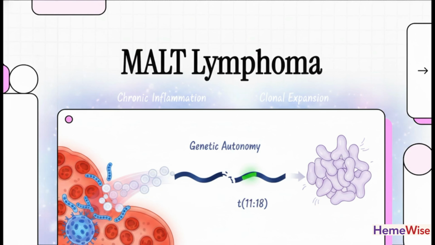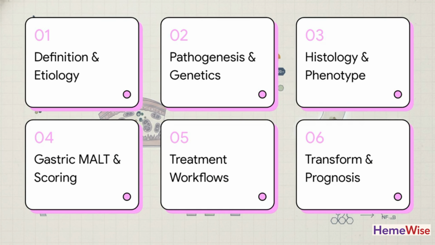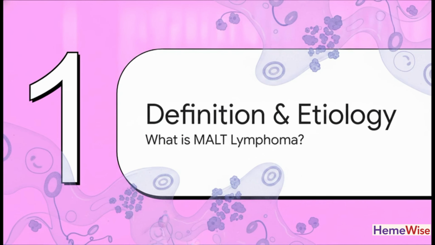Let's get into it. Here is our roadmap for today. We'll move sequentially through definition and etiology, pathogenesis and genetics, histology, the highly specific gastric MALT scoring systems, treatment workflows, and finally, transformation and prognosis. Starting with Section 1, definition and etiology.